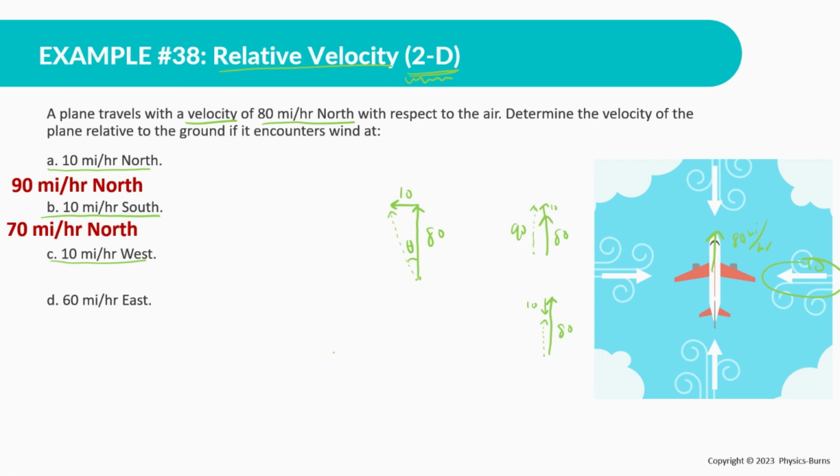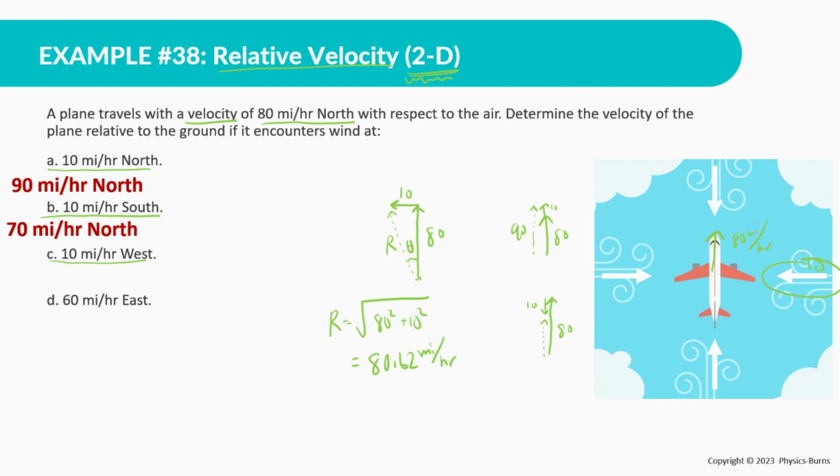Okay, so anyway, to find the resultant vector, we can just find r squared, this is r, the hypotenuse, is equal to 80 squared plus 10 squared. So we can do the square root of 80 squared plus 10 squared. And then let me put that in my calculator. Square root of 80 squared plus 10 squared. And we get 80.62. Okay, so we get 80.62 miles an hour.